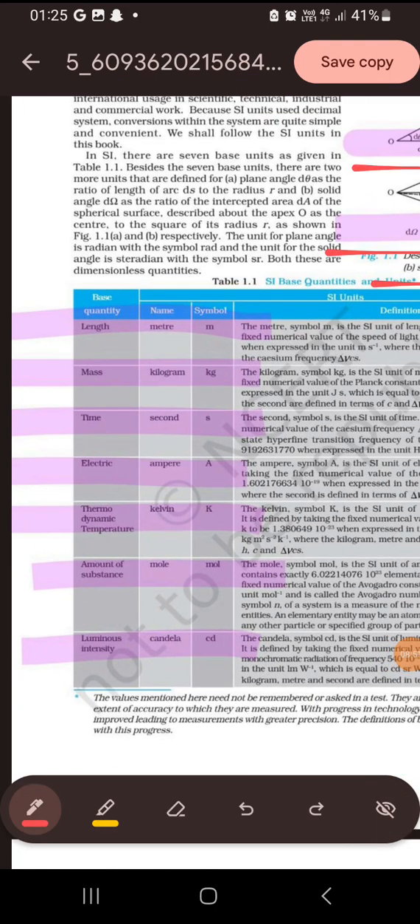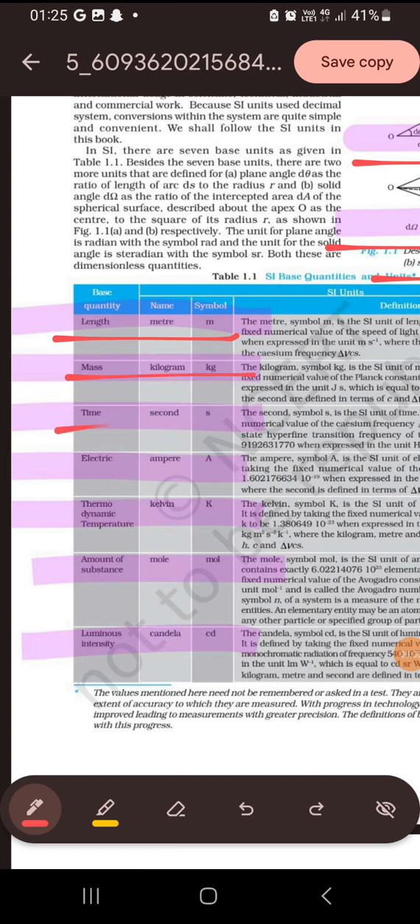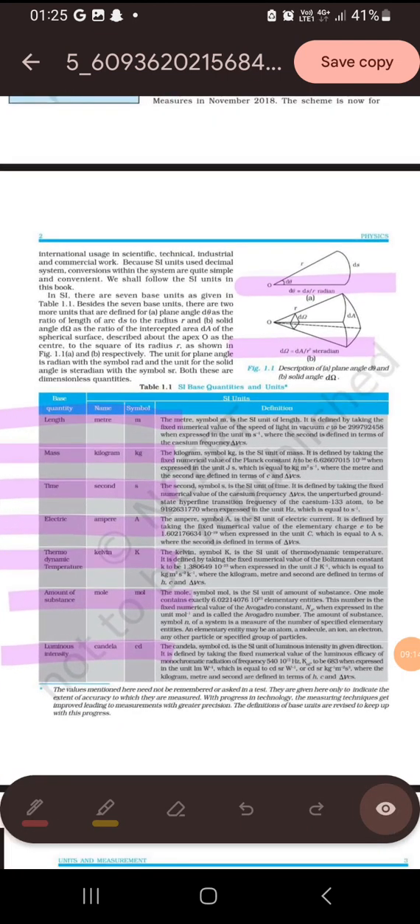Fundamental basic quantities. Length, whose unit we can represent as meter, symbol m. Mass, kilogram. Time unit is second. Electric current is ampere. Temperature you can represent as Kelvin. Amount of substance you can represent as mole. Luminous intensity you can represent as candela. These are the basic units.